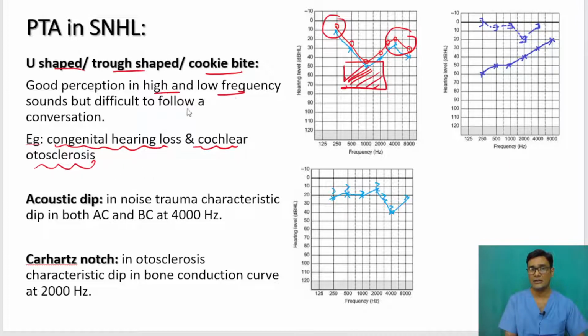Good perception in high and low frequencies, but difficult to follow a conversation. Why? Because these are the speech frequencies. Speech frequencies are 500, 1000 and 2000 hertz.